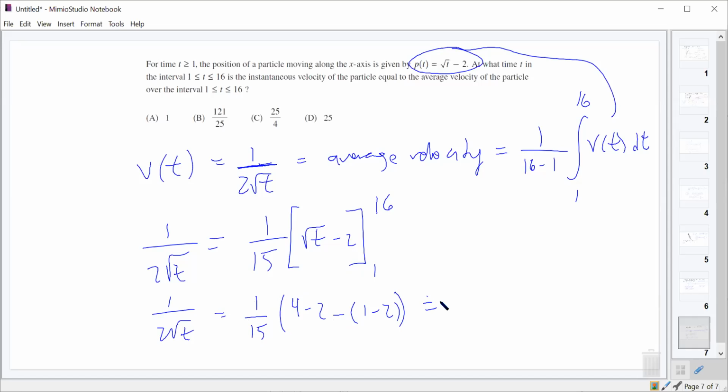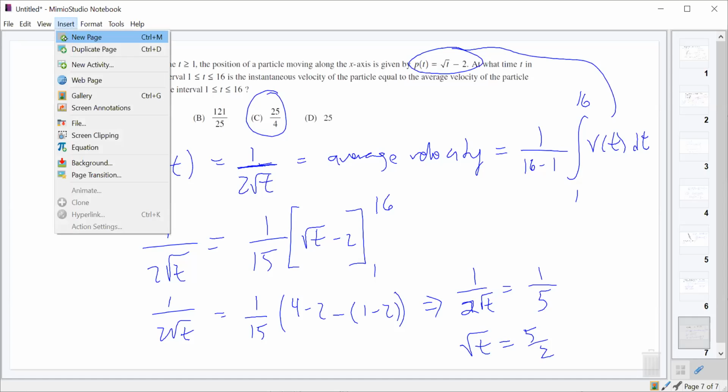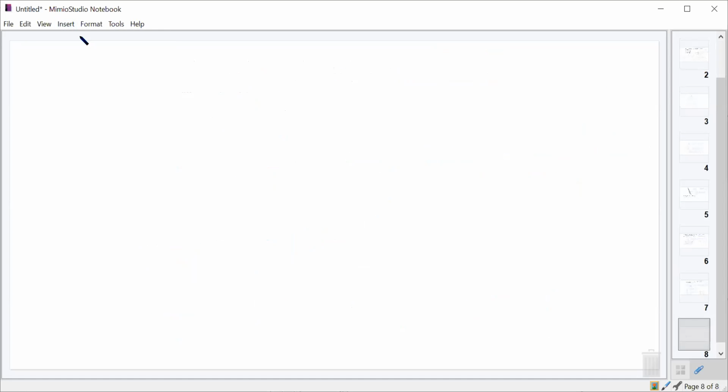So we've got 1 over 2 root t equals 3/15 or 1/5. If we cross multiply and then divide, we get root t equals 5/2. So t must be 25/4. Does that make sense? Yeah. Great. All right, and then we got 27.